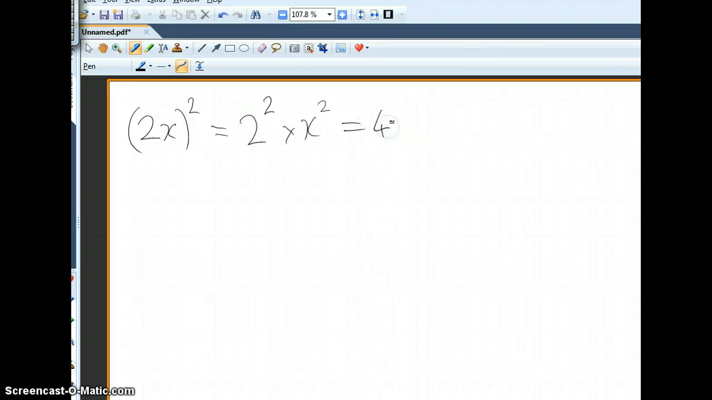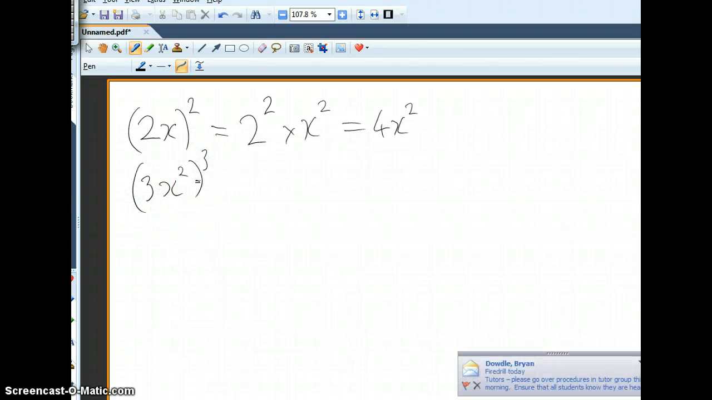Answer 4x squared. Another problem that you'll see on that question 4 would have been like 3x, say, squared and then everything cubed. What's happening here is what's inside the bracket is all getting cubed.